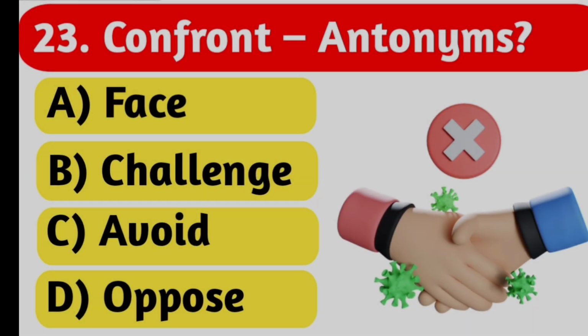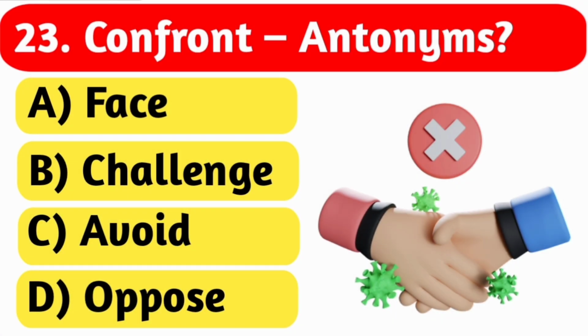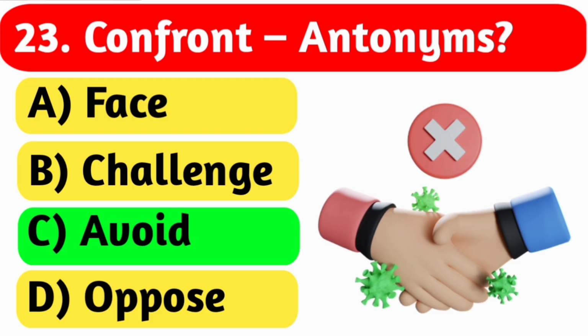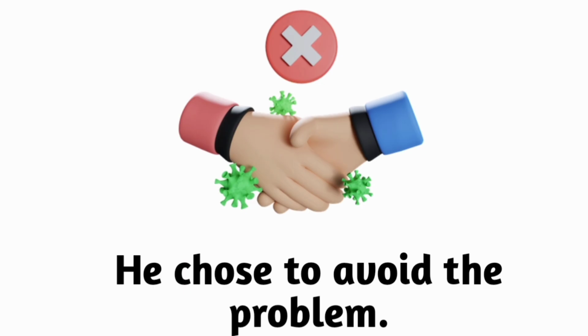Your 23rd question is confront antonyms. Your options are A. Face, B. Challenge, C. Avoid, D. Oppose. Your correct answer is option C, avoid. He chose to avoid the problem.